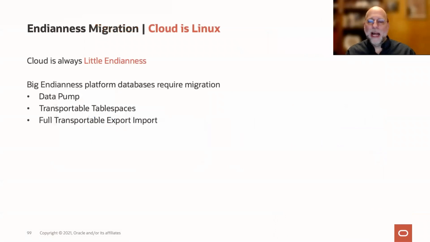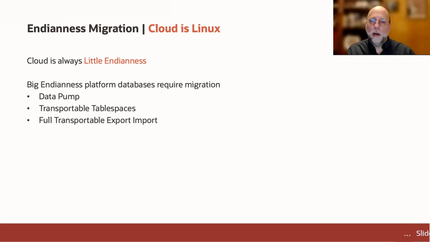Now, the Oracle Cloud is Linux x86 64. So it's not just Linux, but specifically a little endian Linux platform. That means that if you're migrating from a big endian platform, your database is going to have to be migrated using a technique that can modify the endianness of that database. So that means we can't use Data Guard in that case. We can't use just an RMAN backup and restore. We're going to use something like Data Pump, transportable tablespaces, or full transportable export/import.